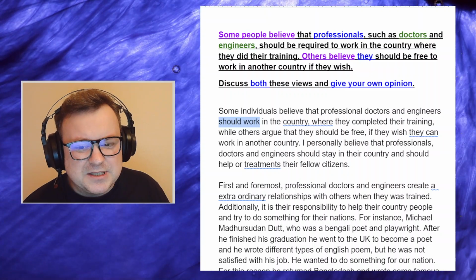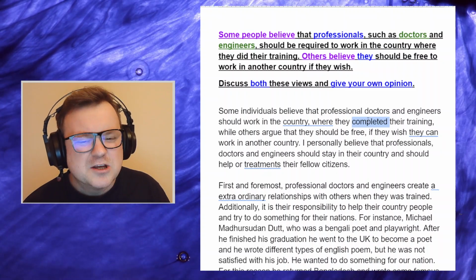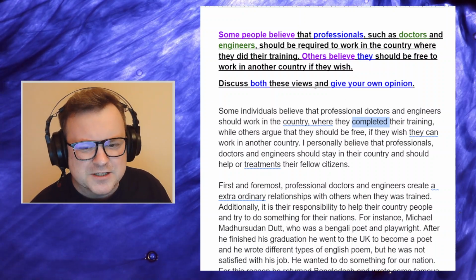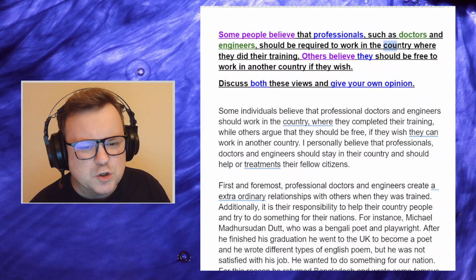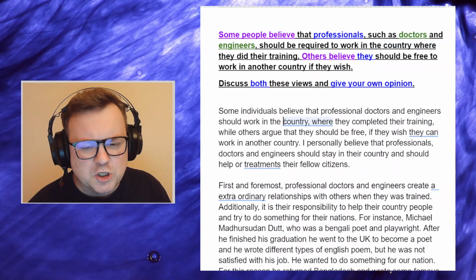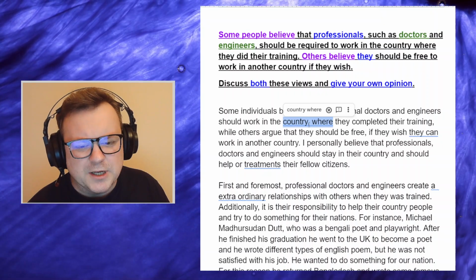In the country where they did their training, to, in the country where they completed their training. So there's minimal paraphrase here. This isn't effective paraphrasing. And also notice that there is no comma between "country where" in the question. There is a comma between "country where" in the candidate's response. And this comma is a mistake.